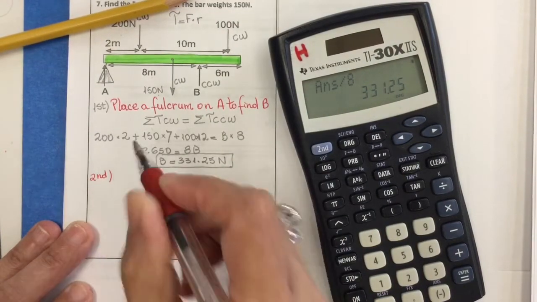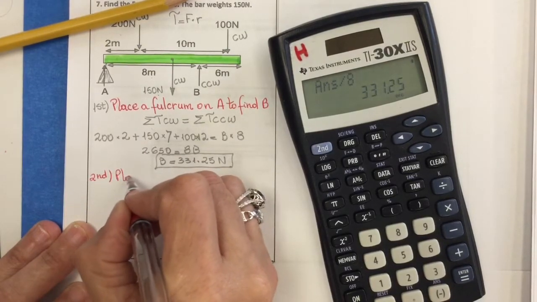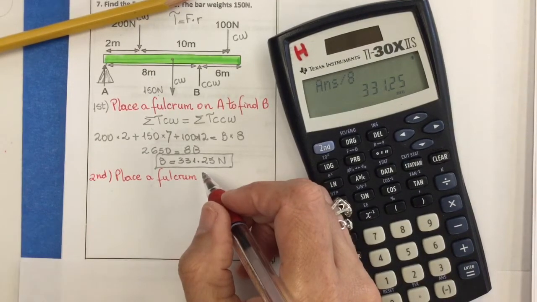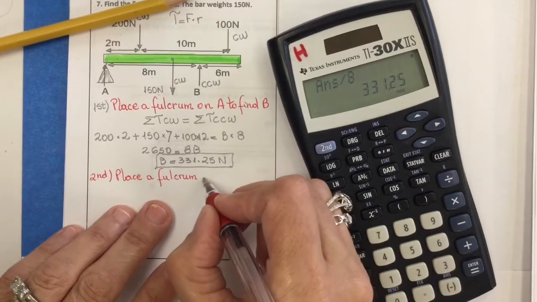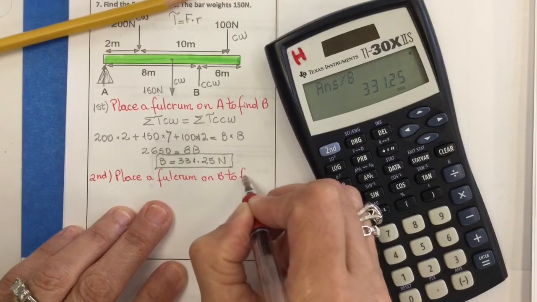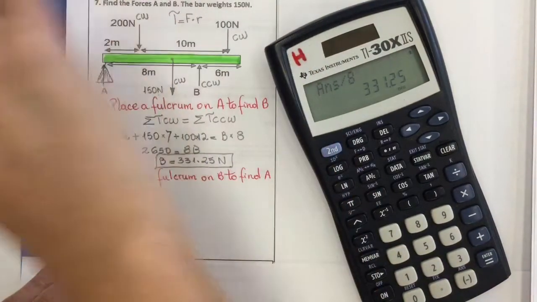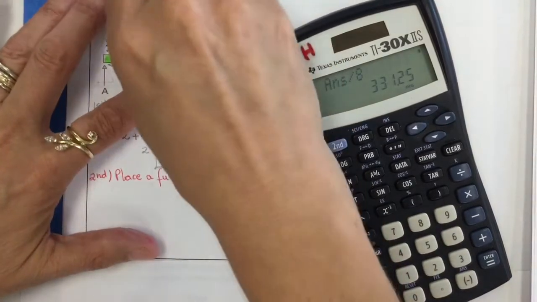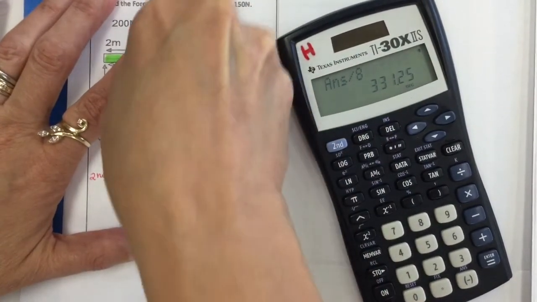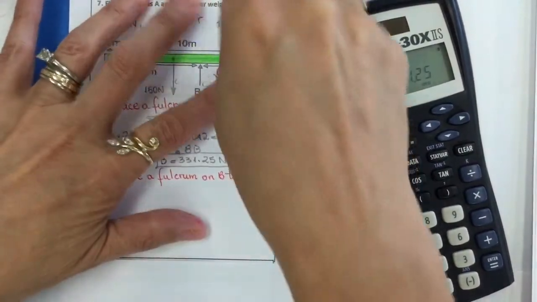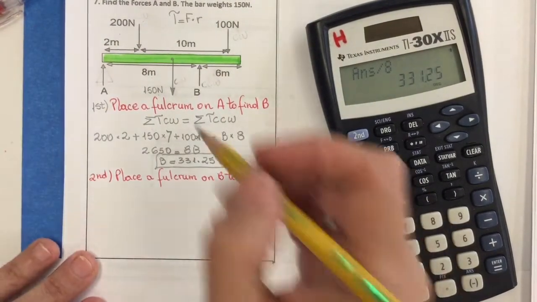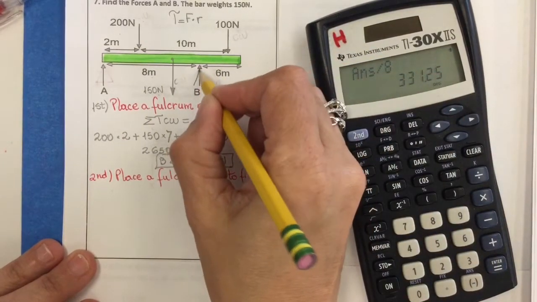Now, second, to find A, you are going to place a fulcrum on B. So now we have to erase this fulcrum. We have to erase the clockwise and counterclockwise labels because everything is going to change. Okay. Now we are going to place the fulcrum on B to find A.